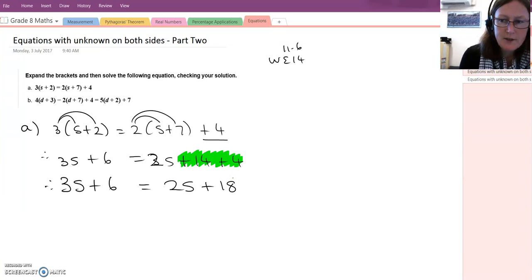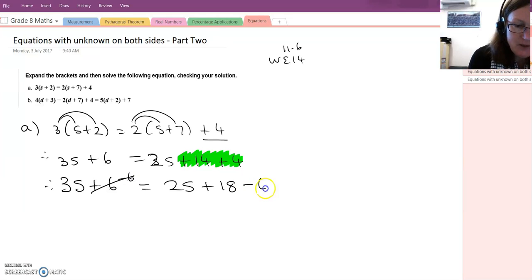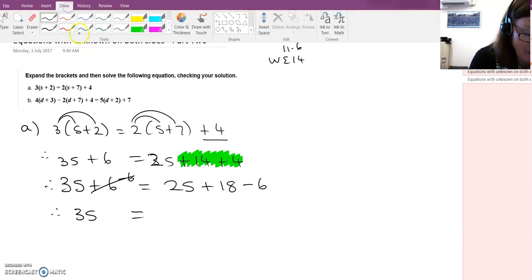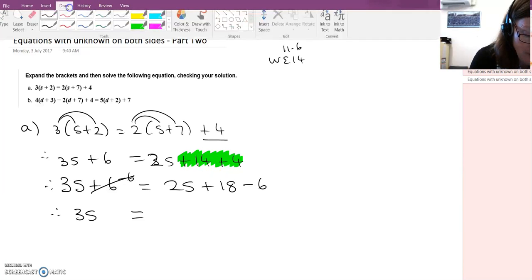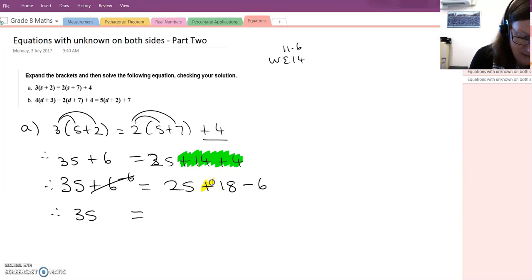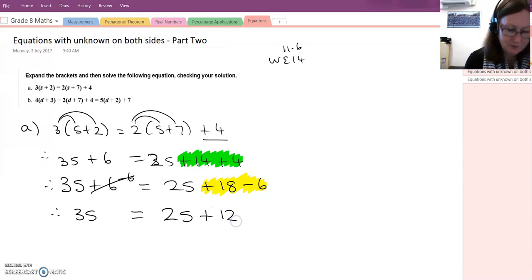Pronumeral both sides. So let's eliminate the 6 from the left-hand side. How do we eliminate the 6 from the left-hand side? We subtract 6. So then we need to subtract 6 from the right-hand side. So I've got 3S, and again, I've now got some like terms that I can combine on the right-hand side. So it's 2S plus 12.